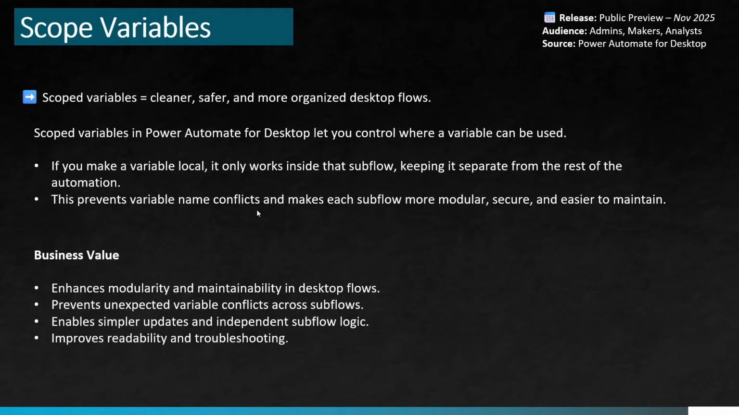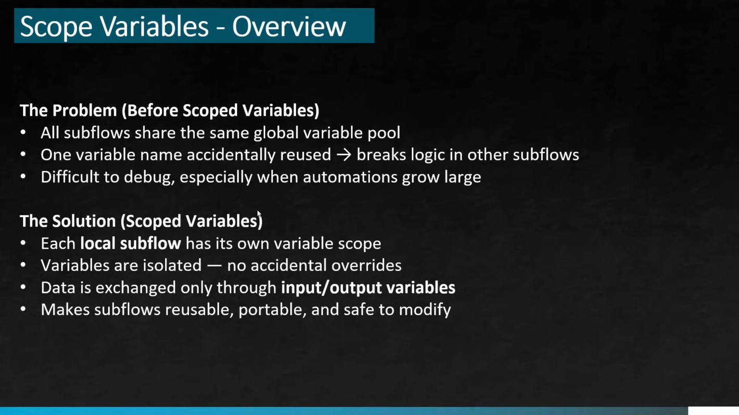Probably we will see a demo, then you may get the idea of what it is exactly. Before scoped variables, all subflows shared the same global variable pool. As we already said, one variable name accidentally reused breaks the logic in other subflows, because everything you create in Power Automate Desktop is currently a global variable. If you accidentally change a name, it will break the logic in other subflows. So it is very difficult to debug, right?